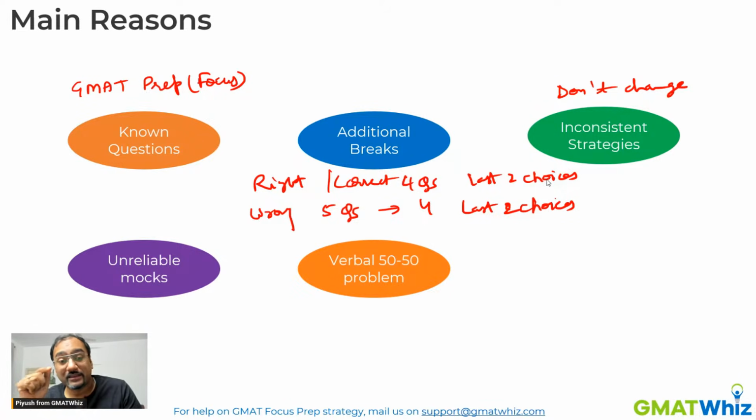So if you are in that zone in verbal where you are not sure of your last two choices, there's a high chance your verbal score might drop significantly. So you have to work on that beforehand.